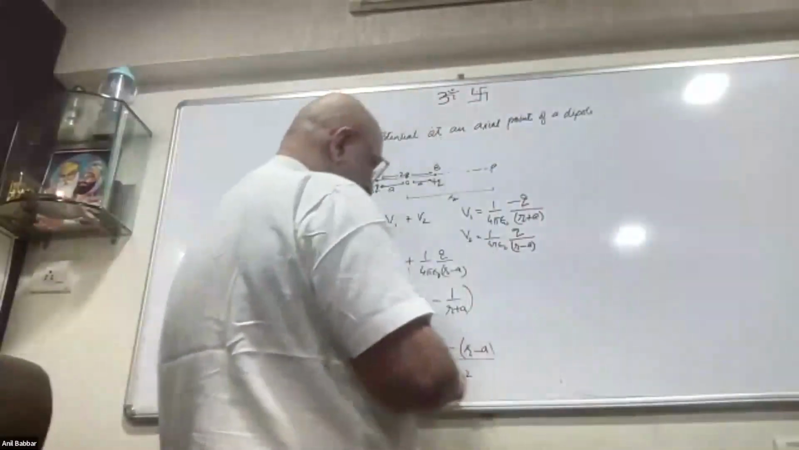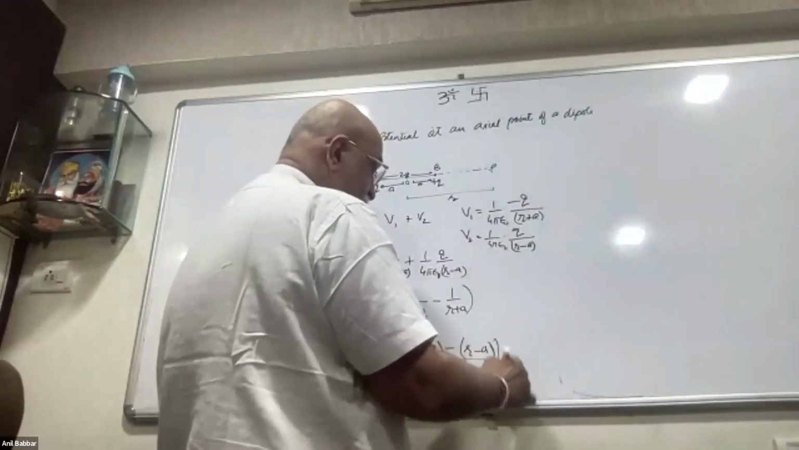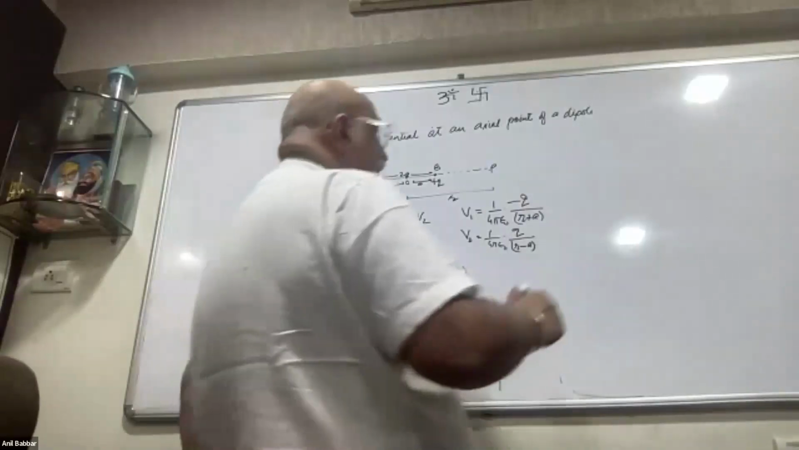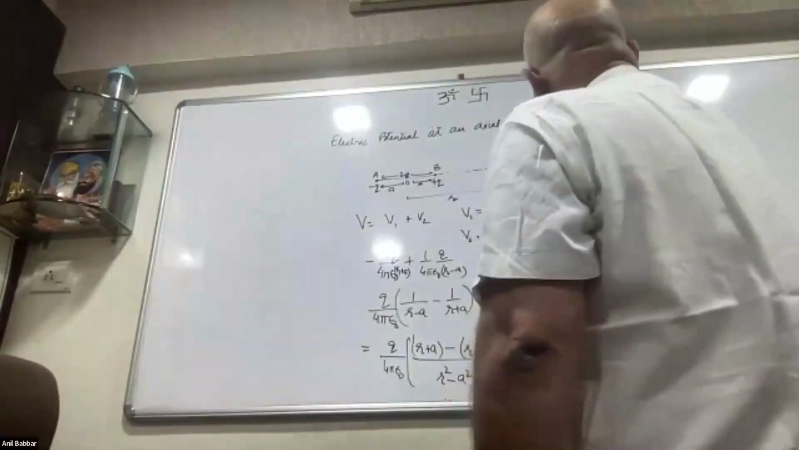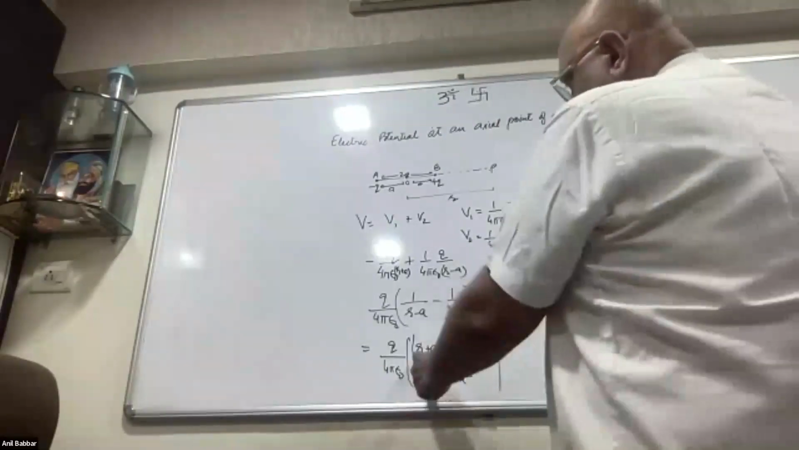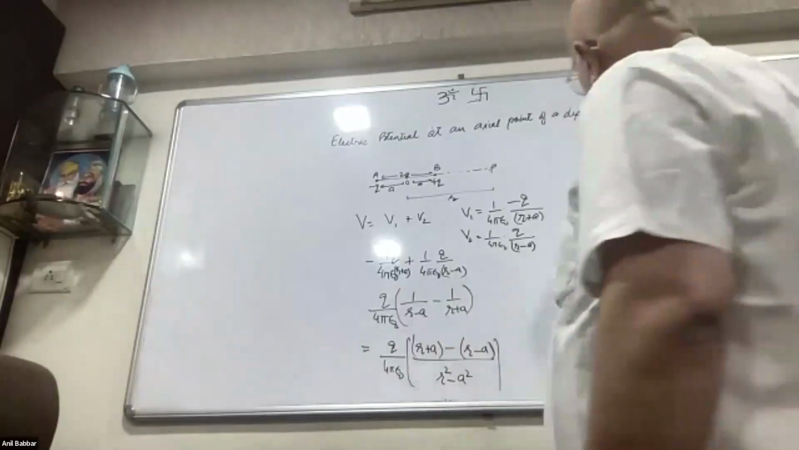Sorry, actually that was very important. So this is R plus A, R minus A. This R goes with this, and we have Q by 4 pi epsilon naught. This R goes with this R and plus A. It gives us 2A.